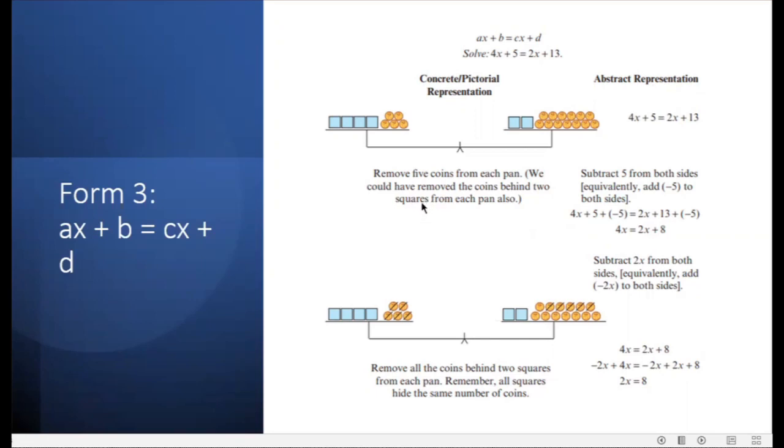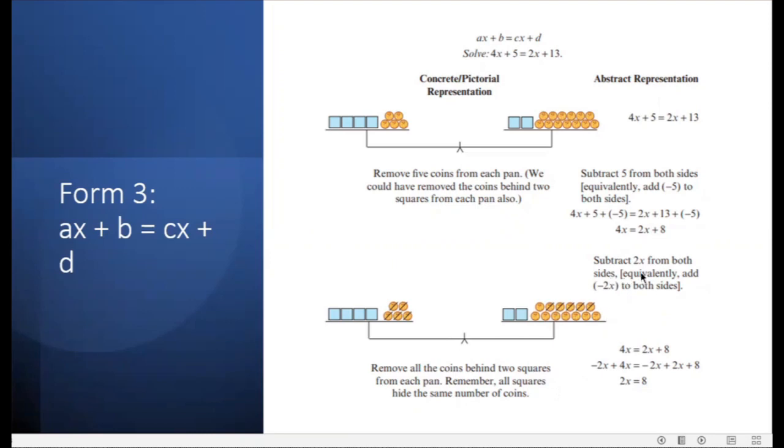So again, we are going to remove 5 coins from each pan. 5 coins, so remove natin. So pag na-remove natin yan, dun sa left side ay cancel na lahat ng coins. Pero dun sa right side naman ay meron pang matitirang 8 coins.